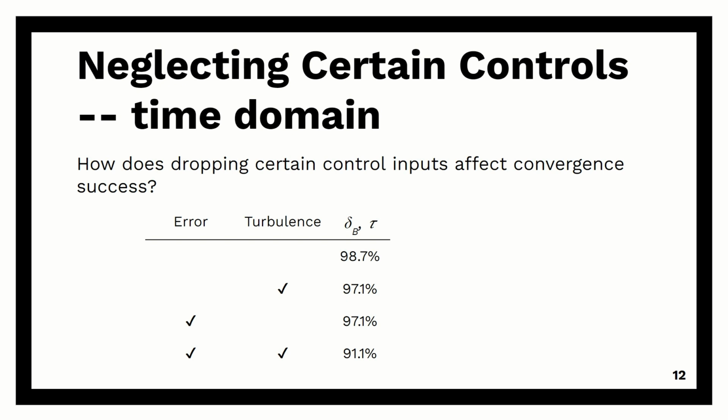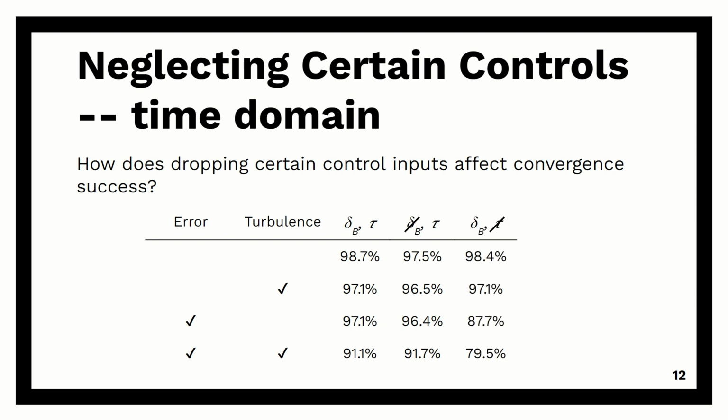So with and without error and turbulence, these are the percent success, depending on that convergence bound. If we include tail and throttle in the controller design, and then if we drop the tail, there's at most a 1% decrease in success. And then if we drop throttle, there's anywhere from 1% to a 10% drop in success, and that depends on whether or not there was error. And if we drop tail and throttle, there's anywhere from 1 to 15% success decrease, depending on whether or not there was error in the simulation.